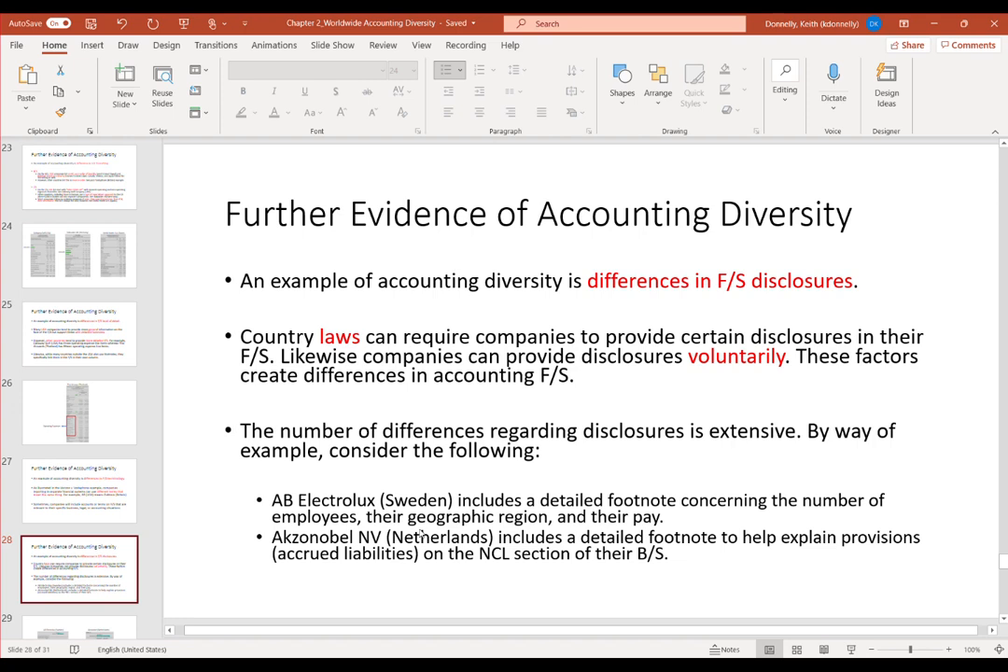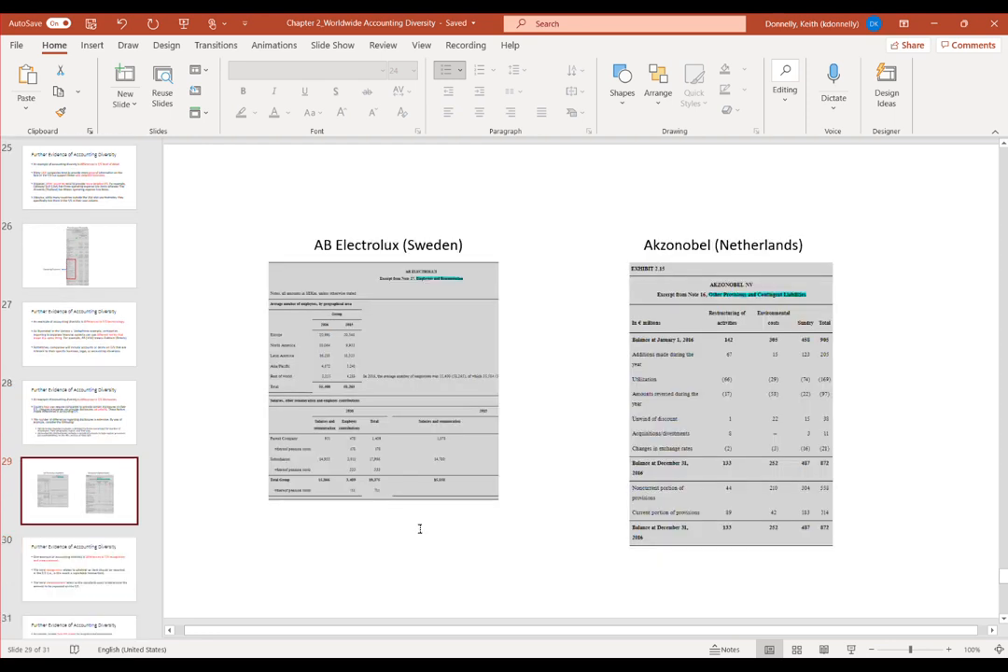So for example, the Sweden company here, they're going to have a detailed footnote concerning the number of employees, their geographic region, and their pay. The Netherlands, for example, is going to have a footnote that's required to help explain the provision as well as the non-current liability section of their balance sheet. So this is what these countries value and see as important that's required to be disclosed under the country's laws or the accounting standards. This is just showing you some of those countries.